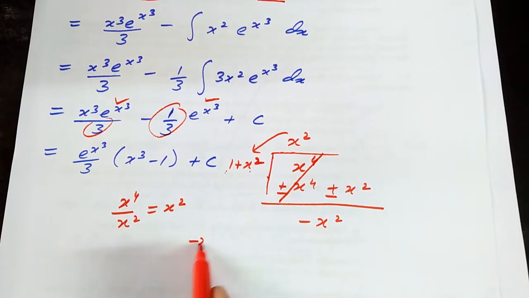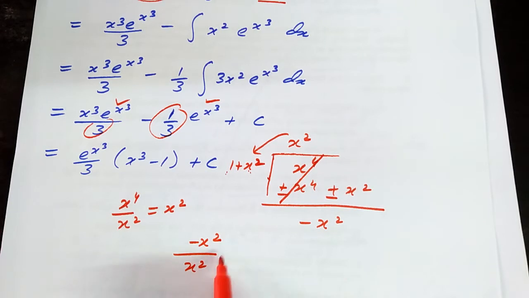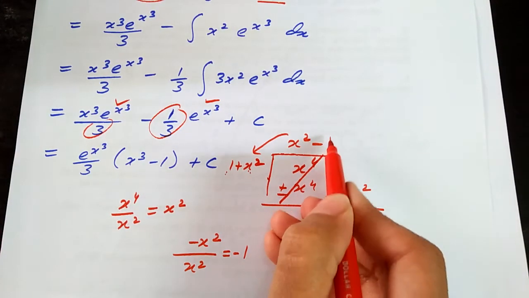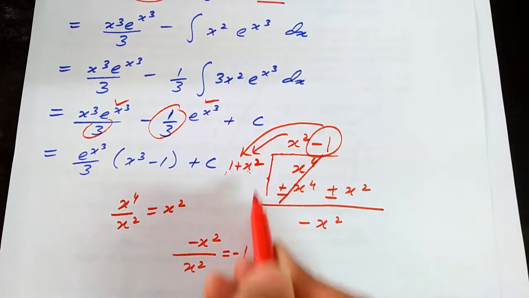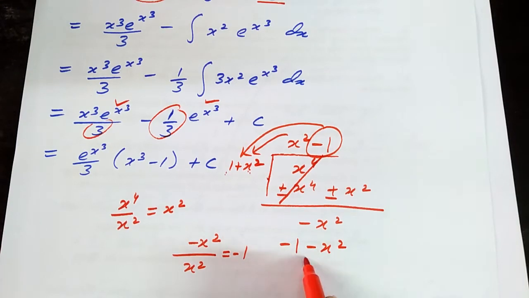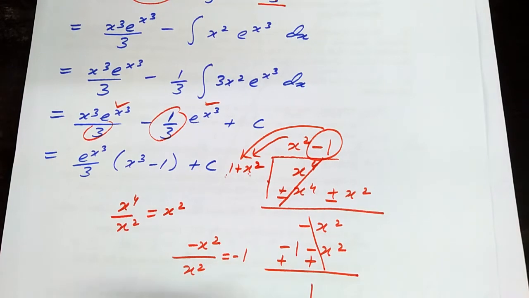Take minus x square as a numerator and divide it with x square again. We will get minus 1. So just write minus 1 here and now multiply minus 1 with this whole again. We will get minus 1 minus x square. Just change the signs to subtract. This will be cancelled. We will get 1.